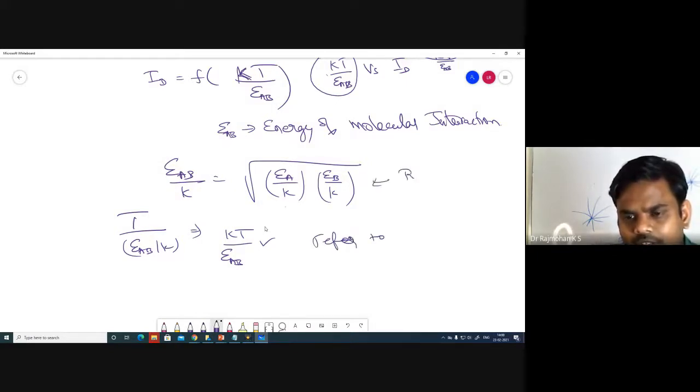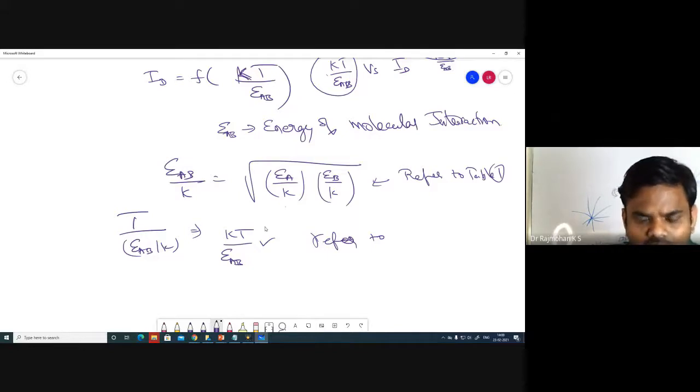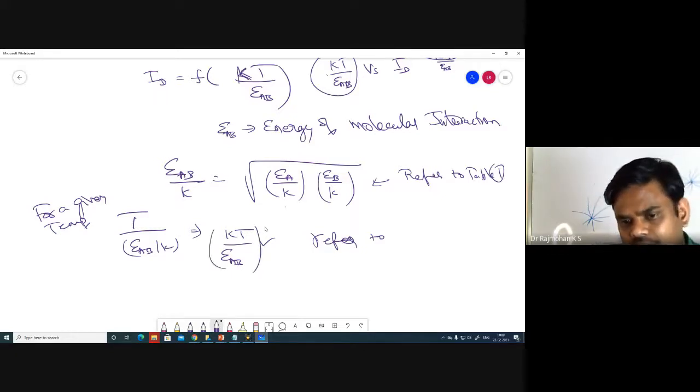Once we determine this KT by epsilon AB, we refer to table 2. Actually, for this we first refer to table 1 and then table 2. From table 1, we get the epsilon A by K and epsilon B by K values, from which we get the epsilon AB by K value. For a given temperature of T Kelvin, we divide T by this calculated value to get KT by epsilon AB, and from this value we refer to table 2 and get the ID value.